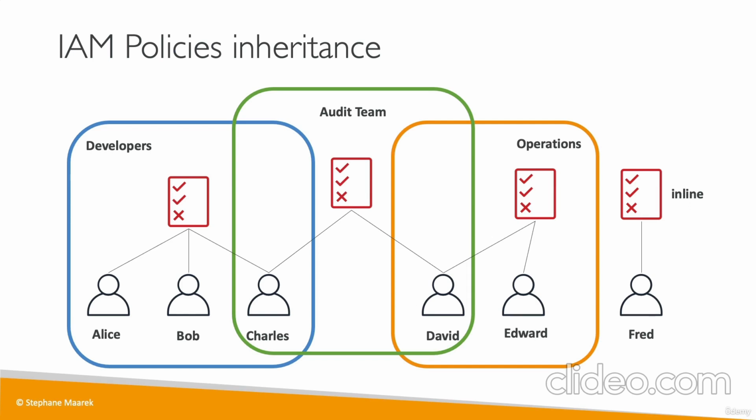So in this case, Charles has a policy from developers and a policy from the audit team, and David has a policy from the audit team and a policy from the operations team. That should make a lot of sense when we get into the hands-on.